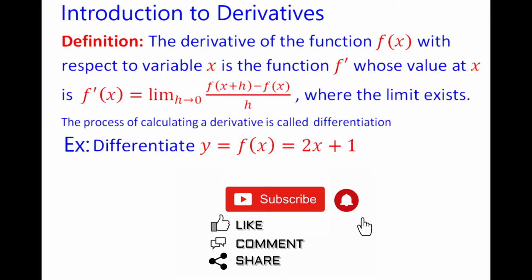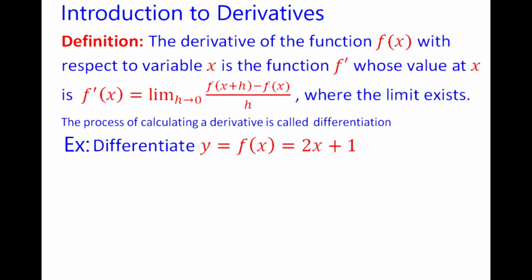Here, guys, we have a definition, and in the definition it says the derivative of the function f of x with respect to x is the function f prime, whose value at x is f prime, which is defined by using the limit when h goes to 0, f of x plus h minus f of x divided by h, where the limit exists. So in this case we are supposing that the limit already exists.